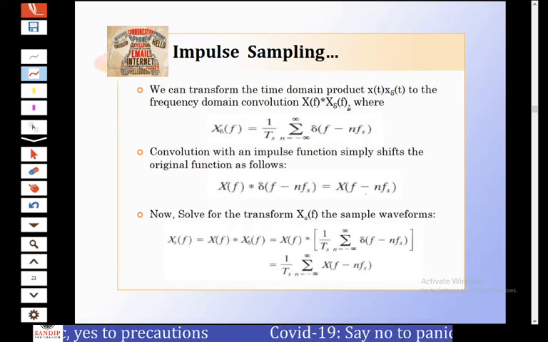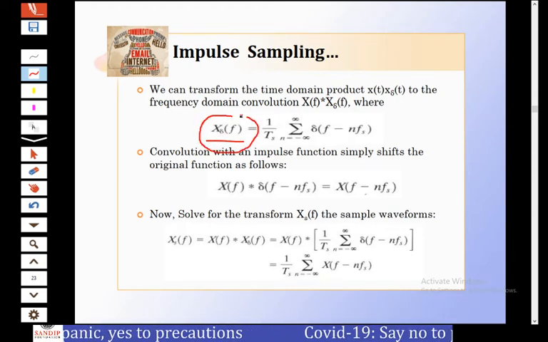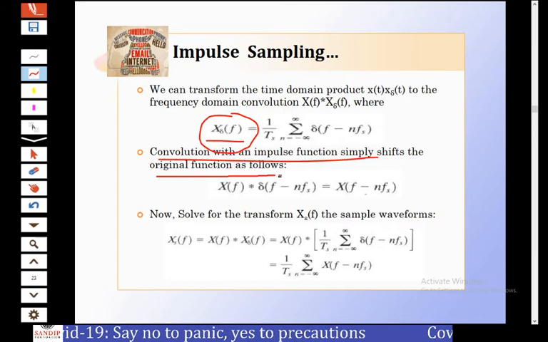This means that multiplication in the time domain is nothing but convolution in the frequency domain, as per the property of the Fourier transform. So the train of impulse functions in the frequency domain is referred to by Xδ(f), which equals 1/Ts times the summation from n = -∞ to +∞ of δ(f - nfs). Convolution with an impulse function simply shifts the original function, as follows.